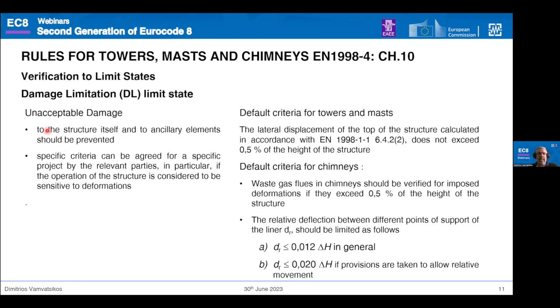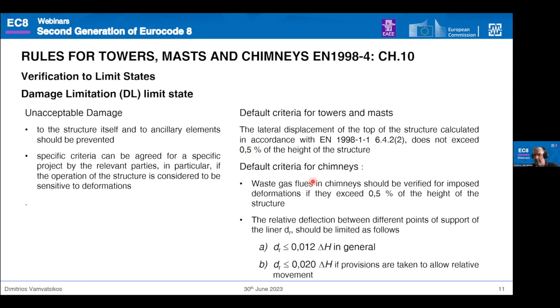Now, for the damage limitation, in general, you want to reduce or actually remove, if possible, unacceptable damage to the structure and its ancillary elements. And you need to use specific criteria, which may be imposed by the usage of the structure itself and also by the client. But as a basic default criteria, essentially you work with, if you will, the roof drift. Roof drift should not exceed 0.5% for towers and masts.